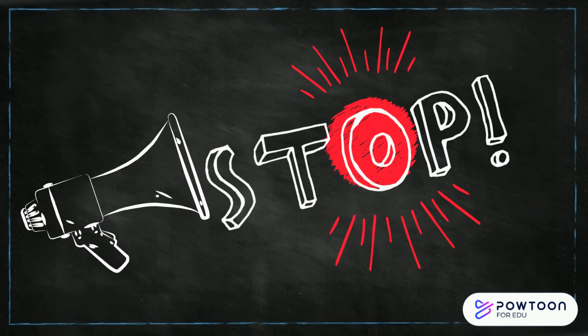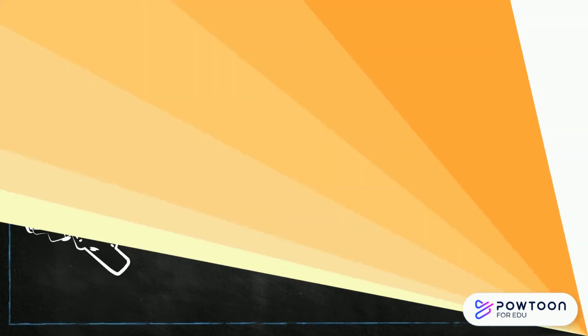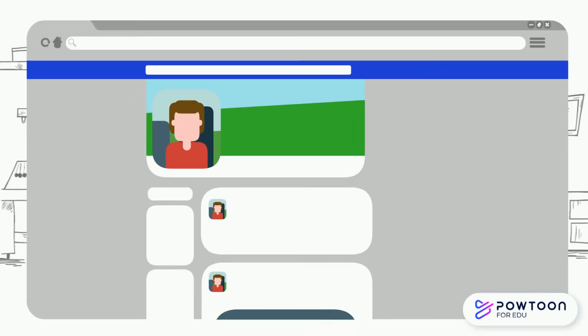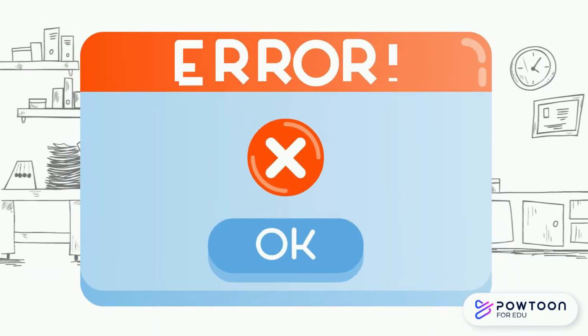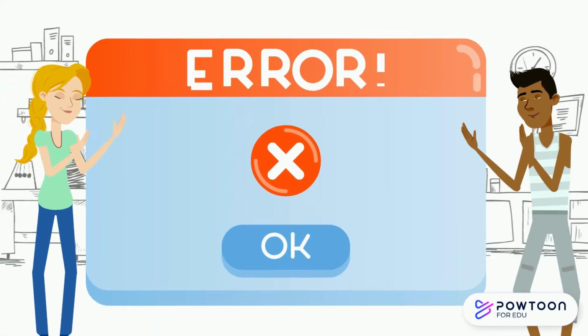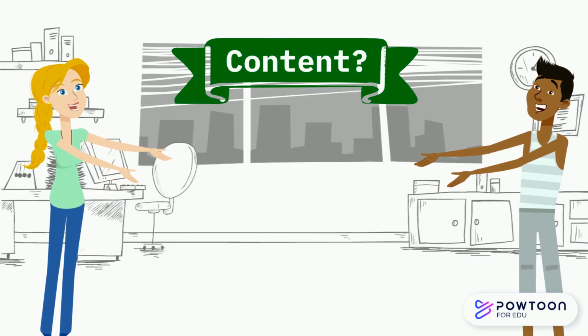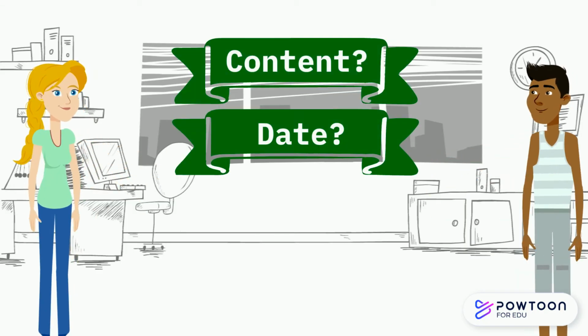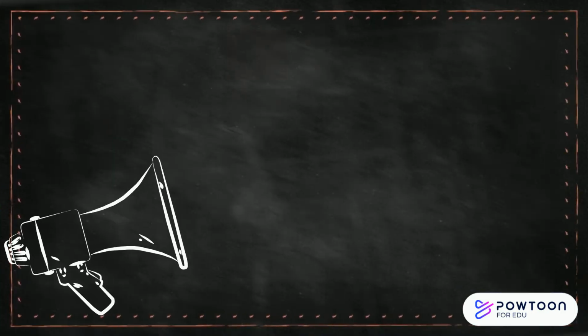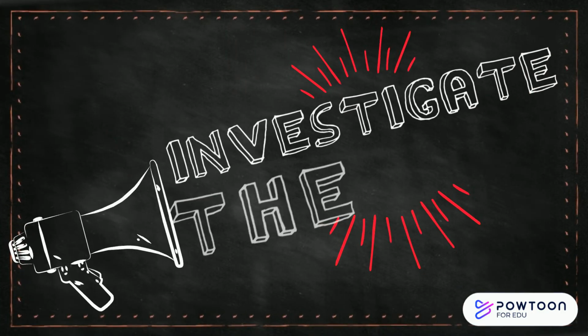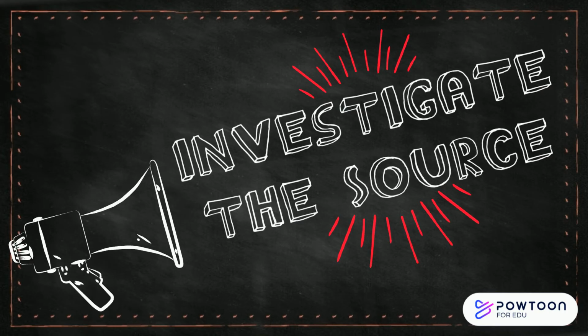The first step is stop. When you initially arrive at a web page after reading the headline, refrain from reading the content. Instead, ask yourself questions such as, what kind of content is this? When was it published? Who is the author? And who published it? Asking yourself these kinds of questions will lead you to step two, investigate the source.